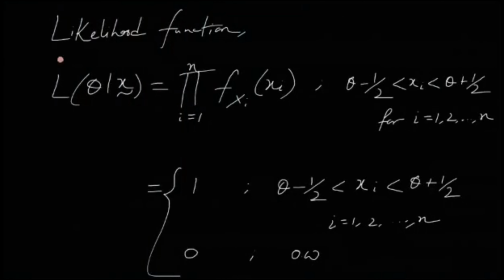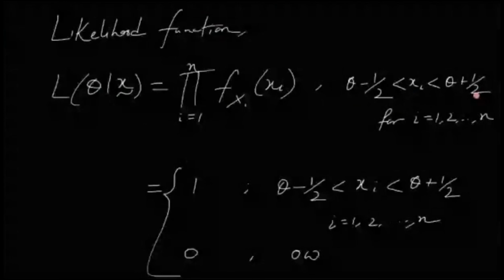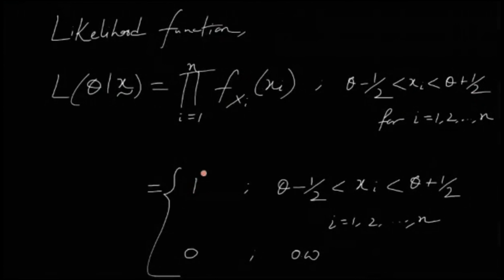Now, the likelihood function is L of theta given the sample, which is the product of f of xi, because the observations are independent, so the joint distribution is the product of the individual PDFs. Each xi belongs to the interval theta minus half to theta plus half, so this is 1, because 1 multiplied n times is still 1. So it is 1 if each of the xi belongs to theta minus half to theta plus half, and 0 otherwise. Here the function is basically constant as long as each xi belongs to this interval.